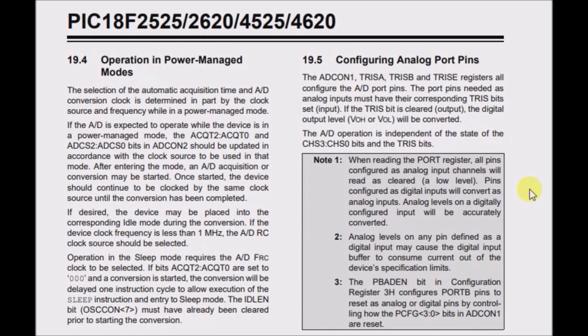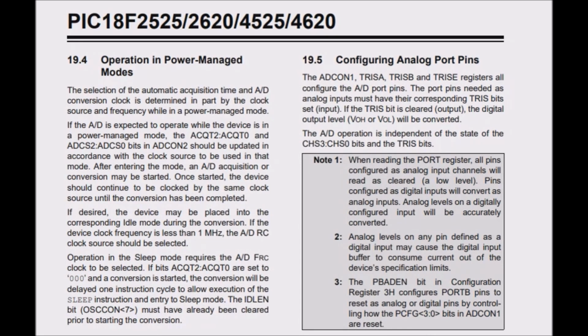The IDLEN bit, OSCCON<7>, must have been cleared prior to starting the conversion. Configuring analog port pins. 19.5. The ADCON1, TRISA, TRISB, and TRISE registers all configure the AD port pins.